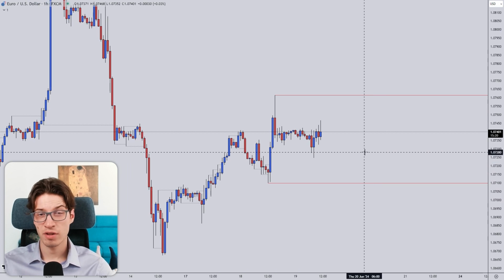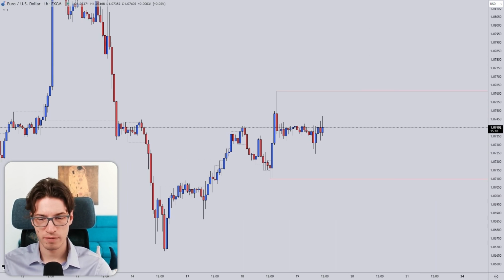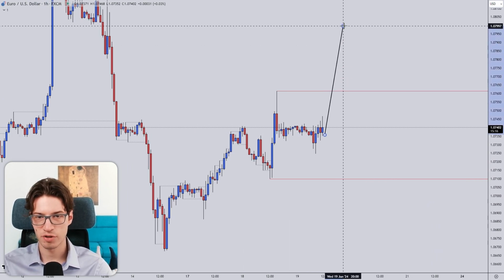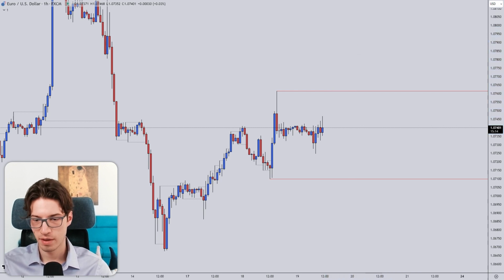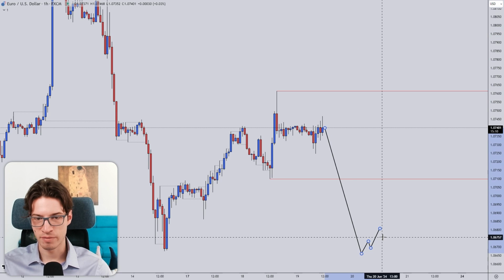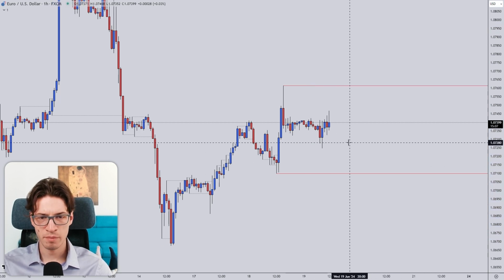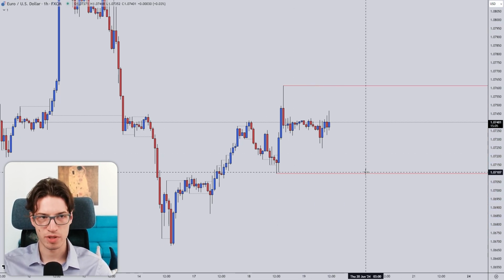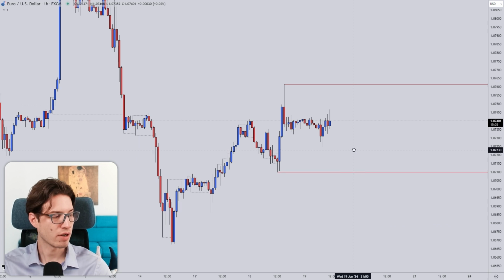Currently, this pair is not going to be on my watch list. I am looking for just a simple large impulse up or a large impulse down like this. So that is what is on my radar. Price is currently very flat and range bound, so I'm being more patient with the euro and the US dollar.